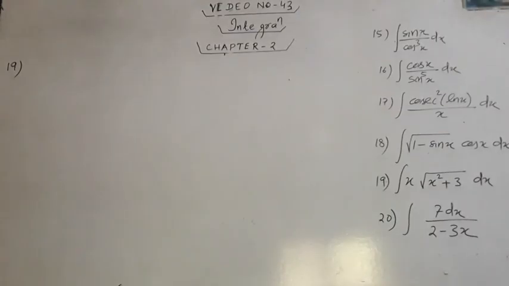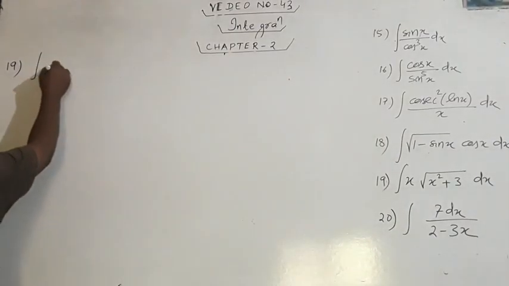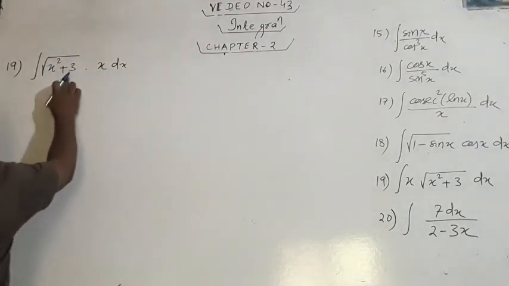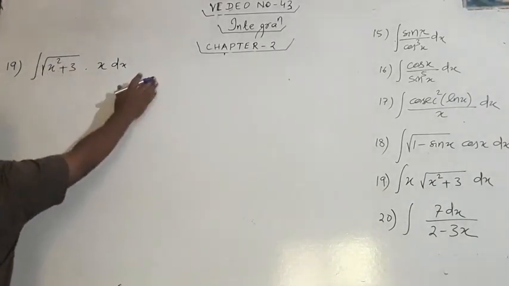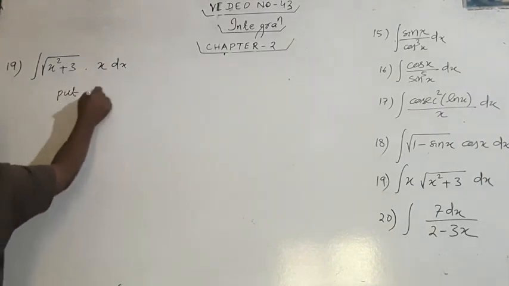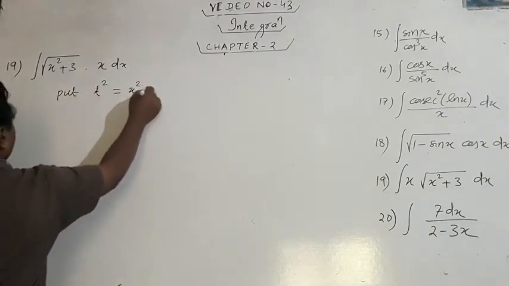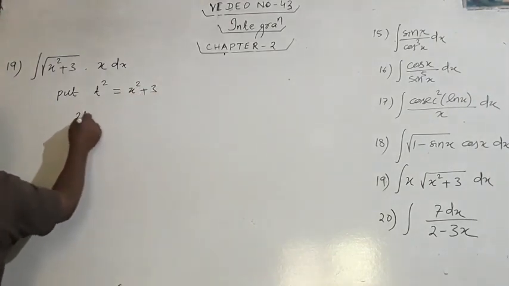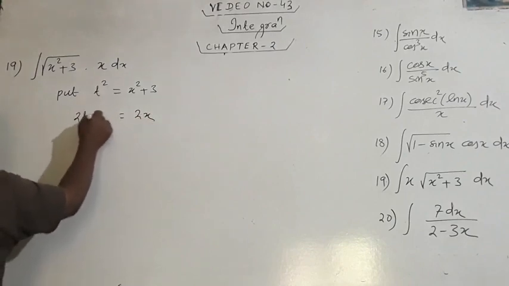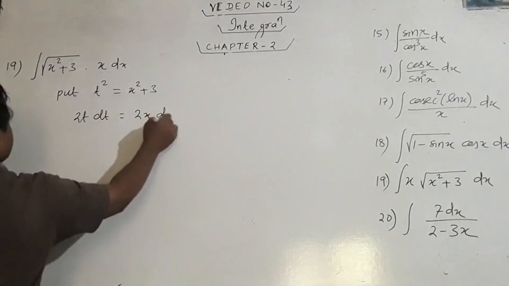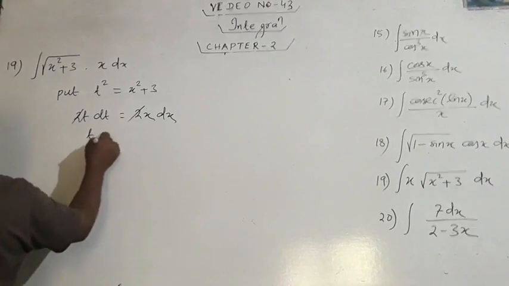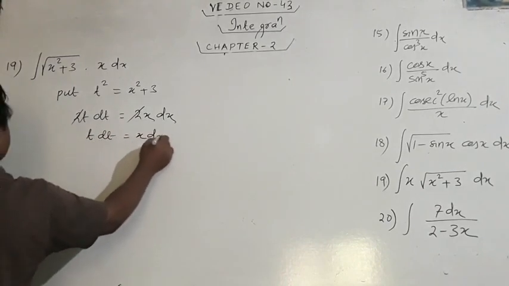Okay. Now number 19, first you have to write the integral of square root of x square plus 3 into x dx. As the derivative of x square is x, the derivative part should be written on the right hand side. So put t square is equal to x square plus 3. Its derivative is 2t dt, and the derivative on the other side is 2x dx. As the variable t, you have to write dt; as the variable x, you have to write dx. So cancel. So t dt is equal to x dx.